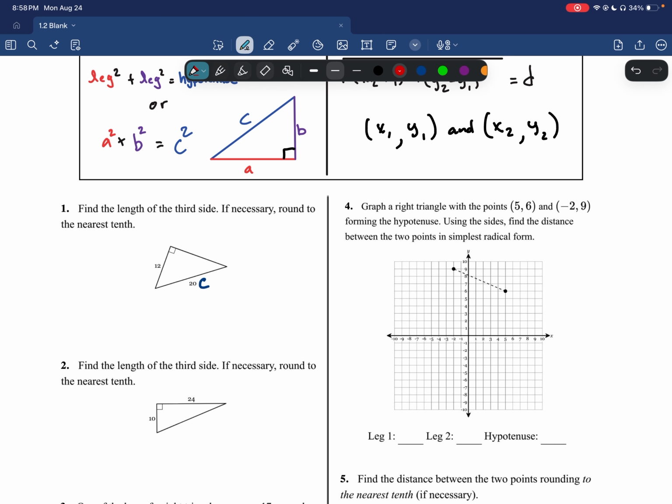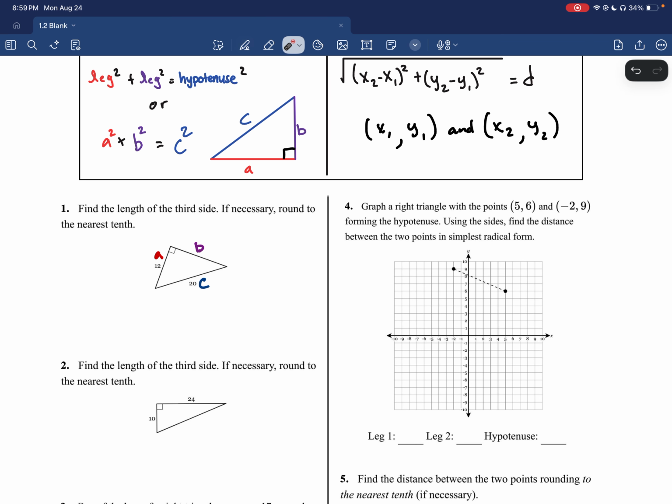And then 12 can be either of our legs. Now, it doesn't really matter which leg it is. I can choose it to be my A, or I can choose it to be B. It's really up to you. In this case, I'm just going to choose it to be A, and I am solving for B. So now I'm going to plug these into my formula.